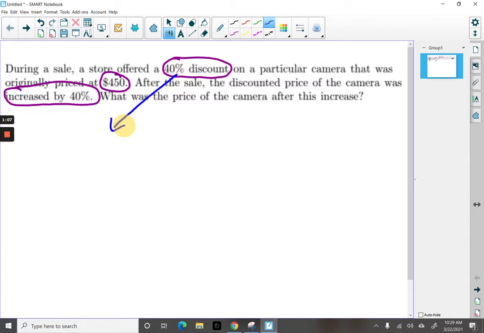This 40%, I'm going to change into a decimal. To change it into a decimal, we divide by 100. A lot of calculators, if you type in 40%, will convert it for you, but I know not all of them will. So you can also get that by dividing by 100. And we're going to multiply by this 450.